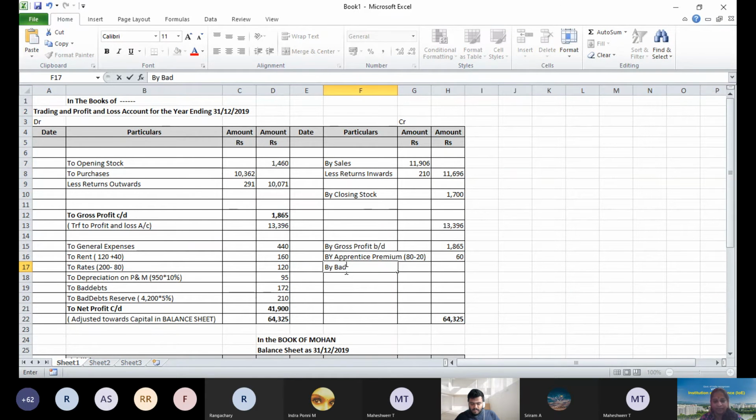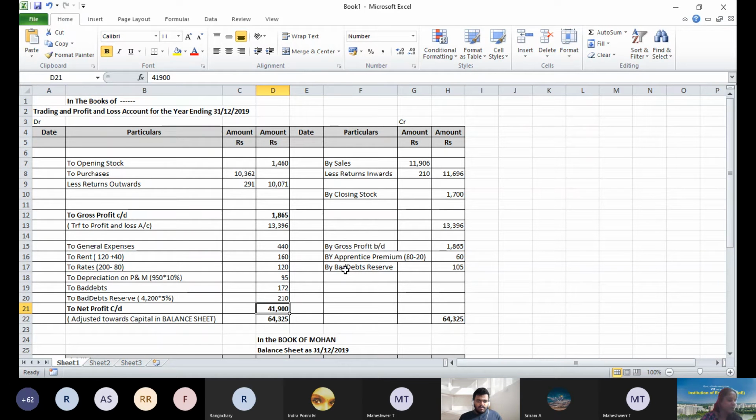By bad debts, again there is one aspect, which is the old bad debt reserve, which is there in the credit side of your trial balance. Please do not do any other adjustments. Just bring it here and keep it. That's all I request you to do, like what I have done, because there will be no confusion in your adjustments. After that, anything else I've left? General expense, rent, rates, bad debts, bad debt reserve, depreciation, net profit.